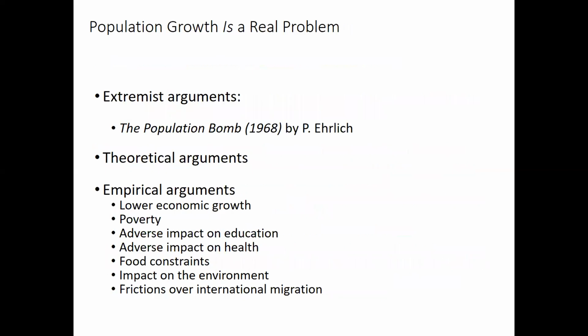On the other camp, if you saw the video by the New York Times, they talk about Paul Ehrlich and the population bomb. We have some extremist arguments. Some have to do with the environment, with famines, poverty, migration, frictions, and so on and so forth. So if you saw what is going on at the southern border of the United States, and some of those issues, I encourage you to watch the video for more on this. Okay.